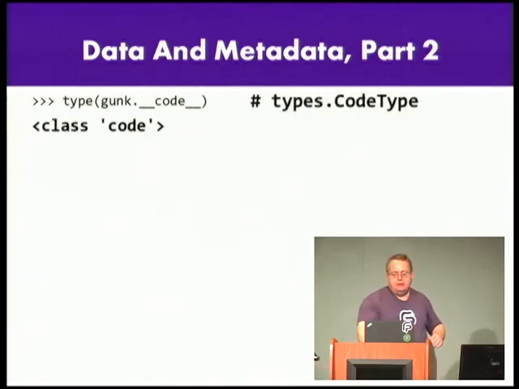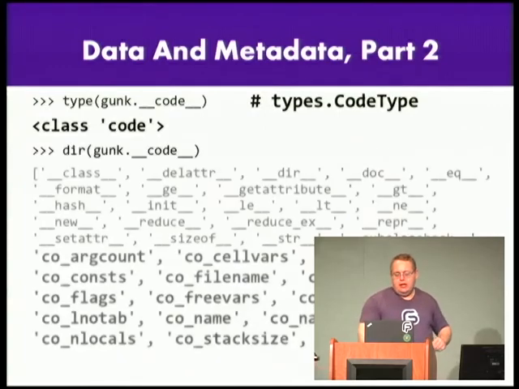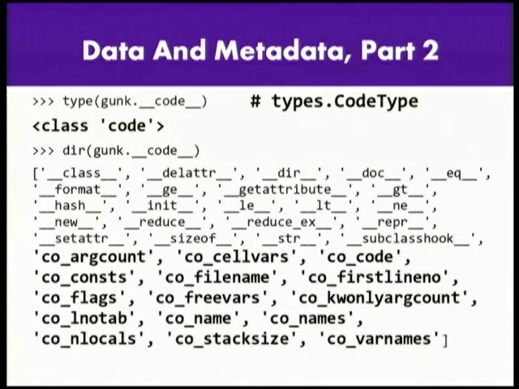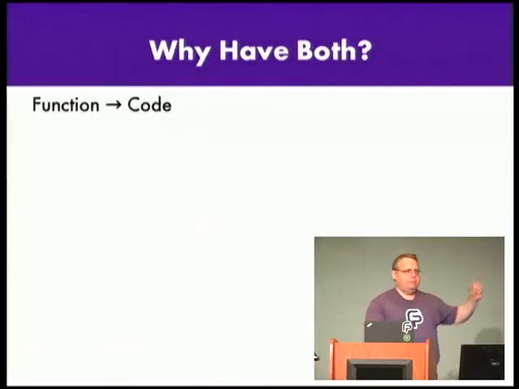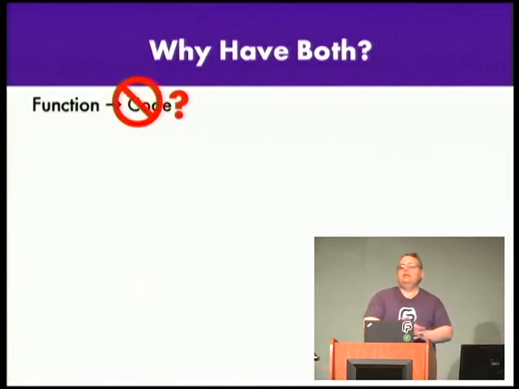And inside of a code object, there are a whole bunch of more fields. These start with CO underscore, and there are even more of them. And you need both in order to have a callable object using bytecode. This begs the question, why have both in the first place? If every function object points to a code object, why don't you just get rid of the code object and just have the function object?